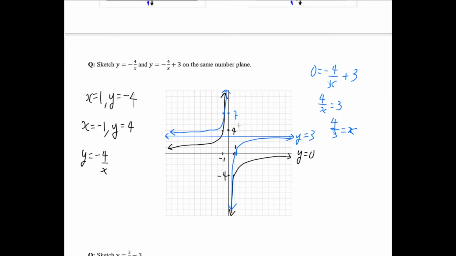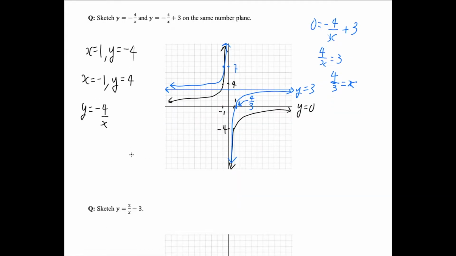So basically the lesson to learn from here is that once you move a hyperbola up or down, it's now going to have an x-intercept. So make sure that when you do these questions, you label the x-intercept. So for this one, it should be 4 over 3. Okay. All right. So there we have it.